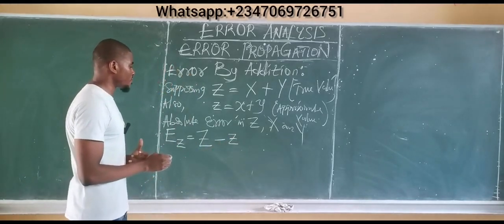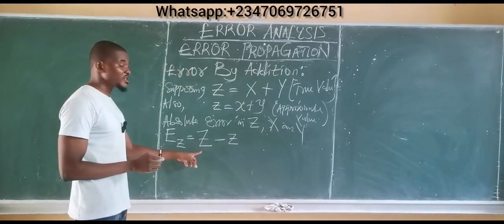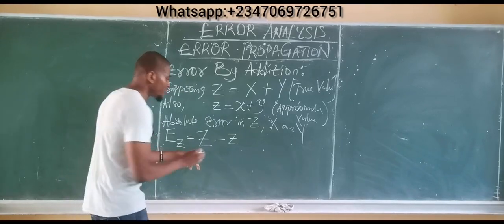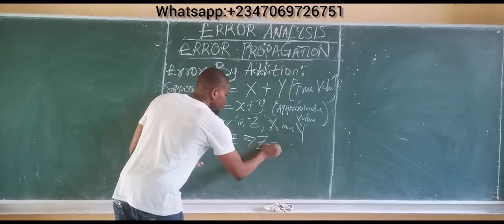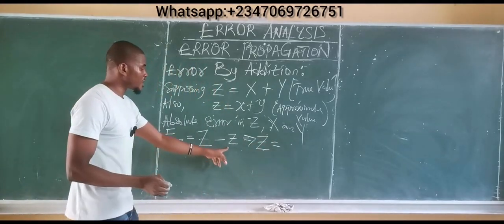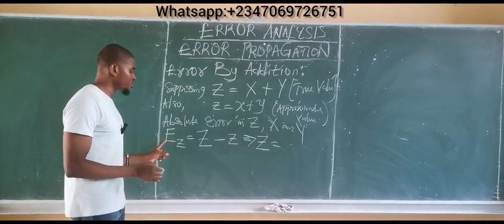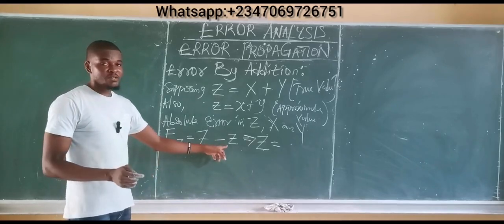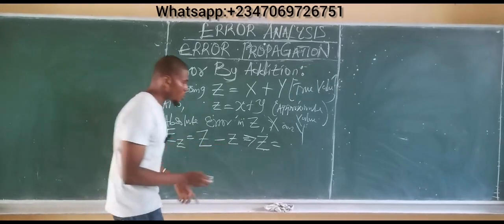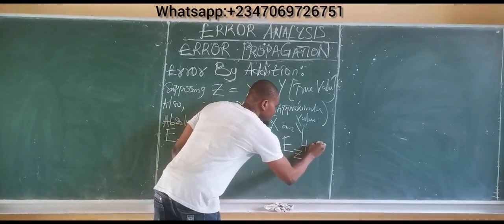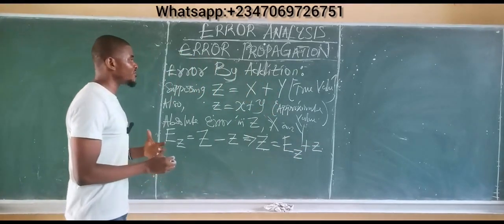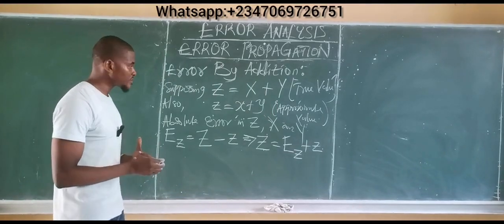So from here we can make capital Z the subject of the formula. If we do that, we send the approximate value of Z over here, and it becomes the error in Z plus the approximate value of Z, which is small z. So capital Z equals E_Z plus small z. This becomes the value of our capital Z.